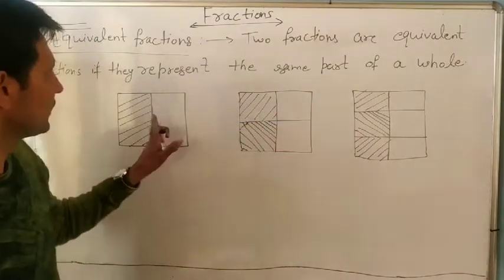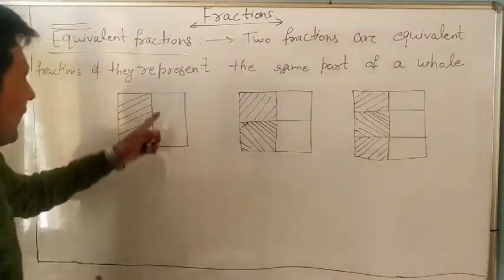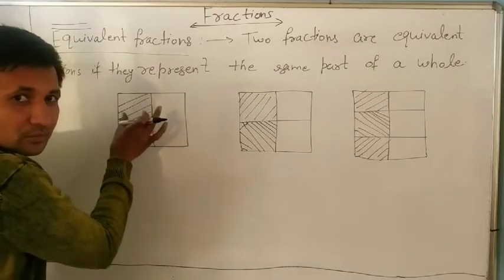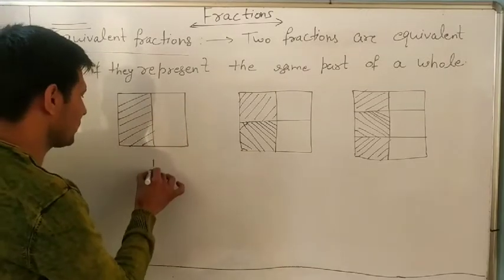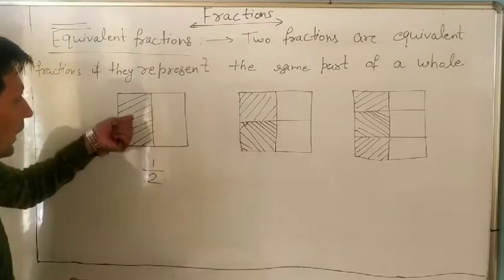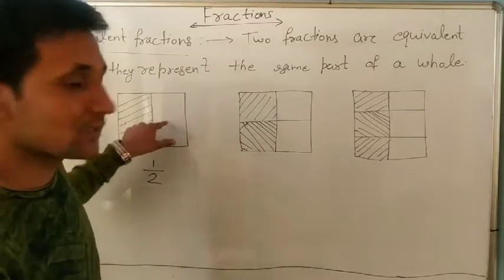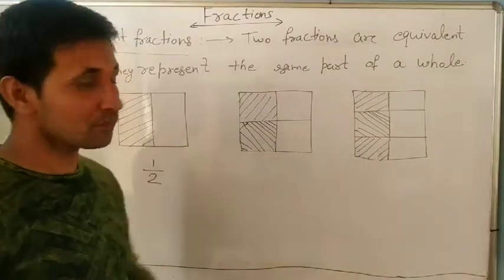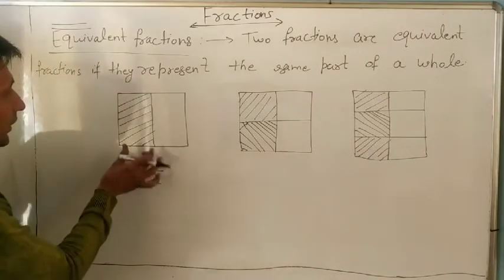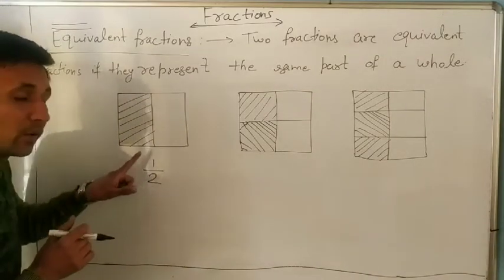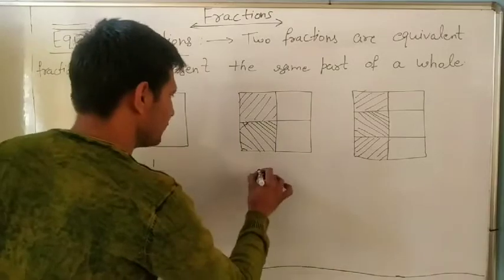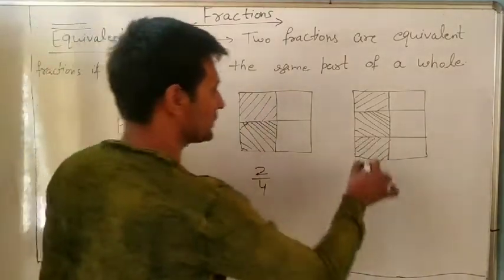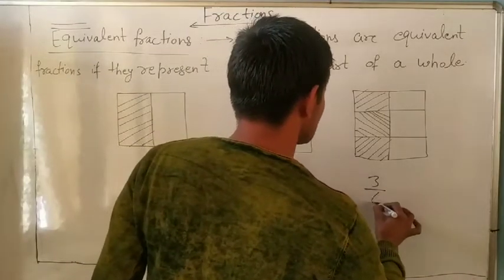First, see the figures. If I ask you to represent this in fraction, what will you write? 1 upon 2. Yes, 1 is representing the fraction of the shaded portion. Represent the shaded portion in fraction. So first there are 2 equal parts. How many shaded? 1. 1 is out of 2 equal parts. The next is 2 upon 4. 2 is out of 4 equal parts, and here it is 3 upon 6.